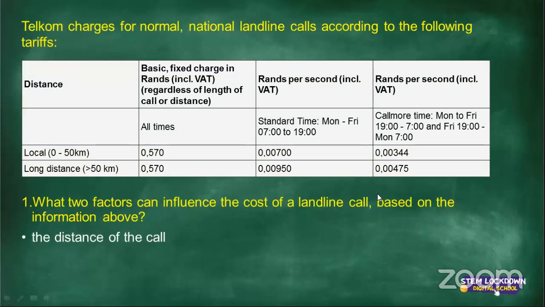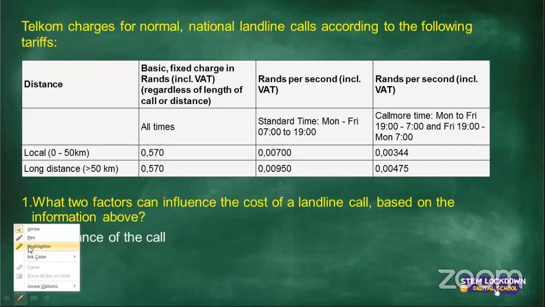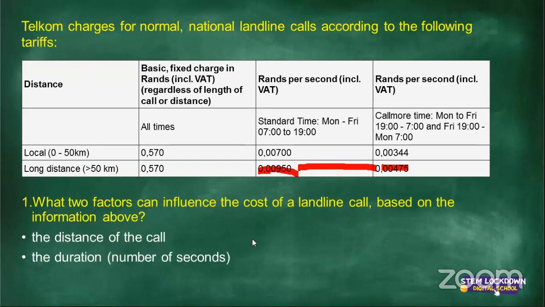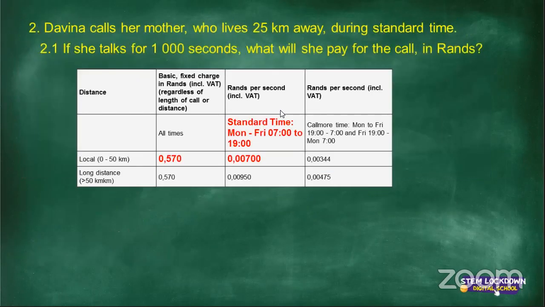The distance of the call affects the cost of the landline call. You can see the rates here, the distance. In this last row, we are shown that the distance plays a role. Here we were paying 0.00950, then there we're paying that other value. The two factors are the distance of the call and the duration, which is the number of seconds, the rands per second.